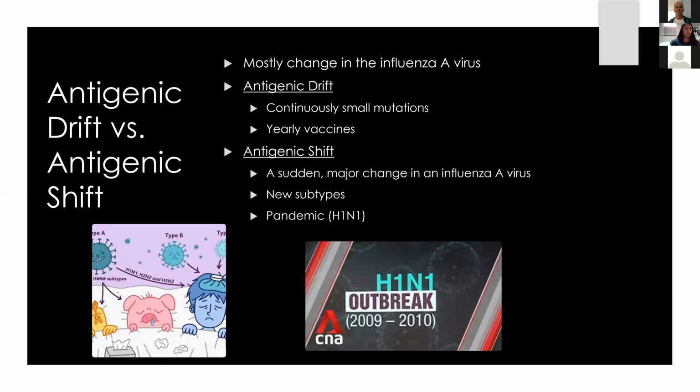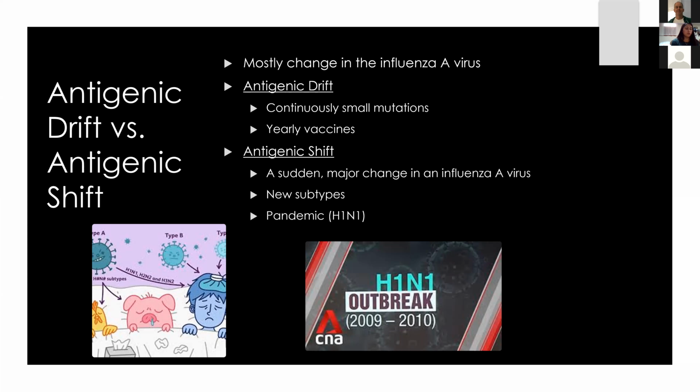So antigenic drift versus antigenic shift. This happens usually in influenza A viruses. Antigenic drift happens all the time. They're basically small mutations that change the surface protein binding sites. This is why we're constantly coming up with new vaccines each year. This occurs over time because the virus replicates continuously.